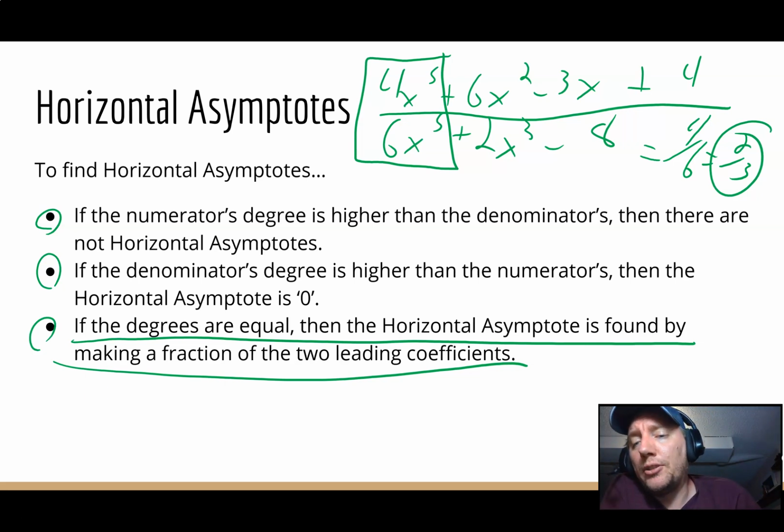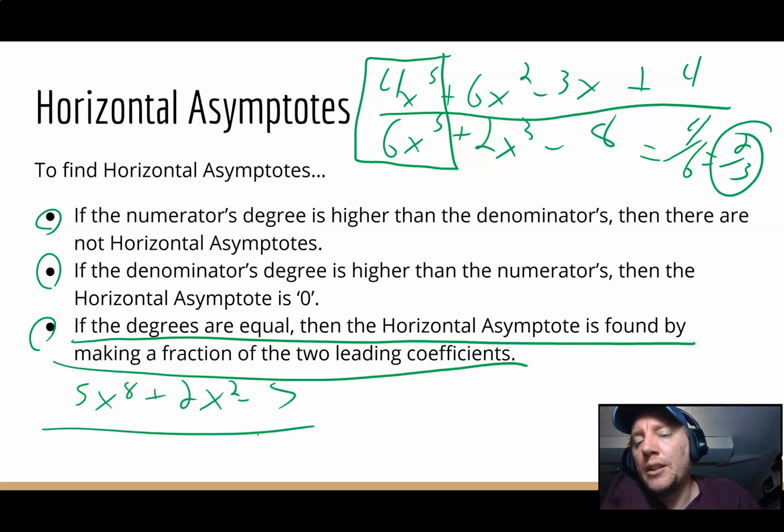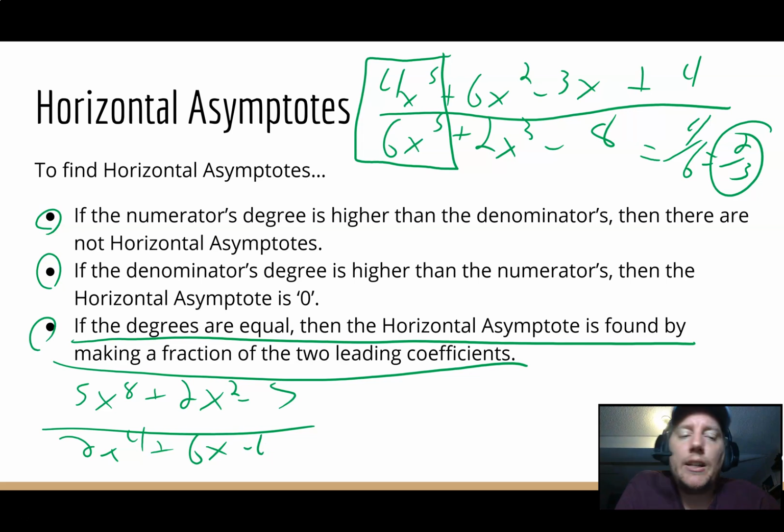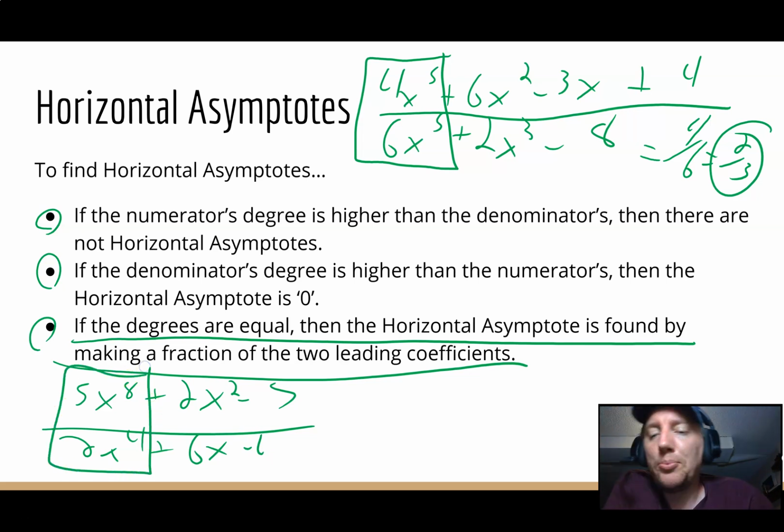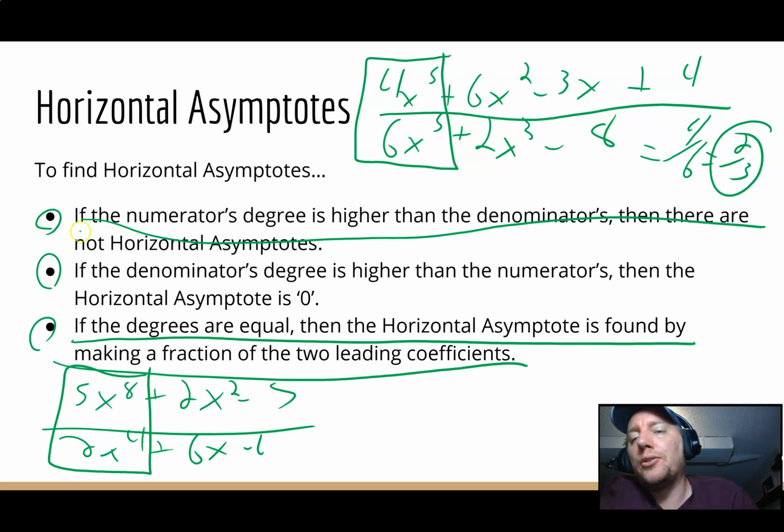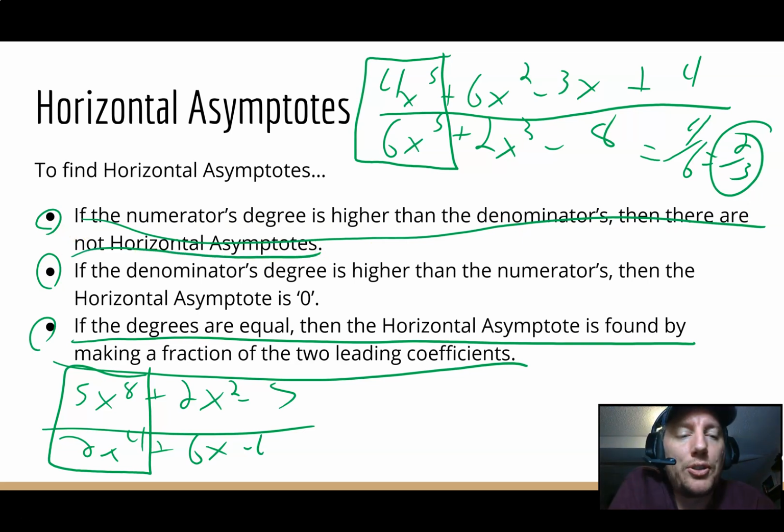Another quick example, let's say I have 5x to the 8 plus 2x squared minus 7 over 2x to the 4 plus 6x minus 1. Okay, look at the degree. All we care about is the highest exponents. In this case, the numerator's degree is higher than the denominator's, so there are not any horizontal asymptotes.